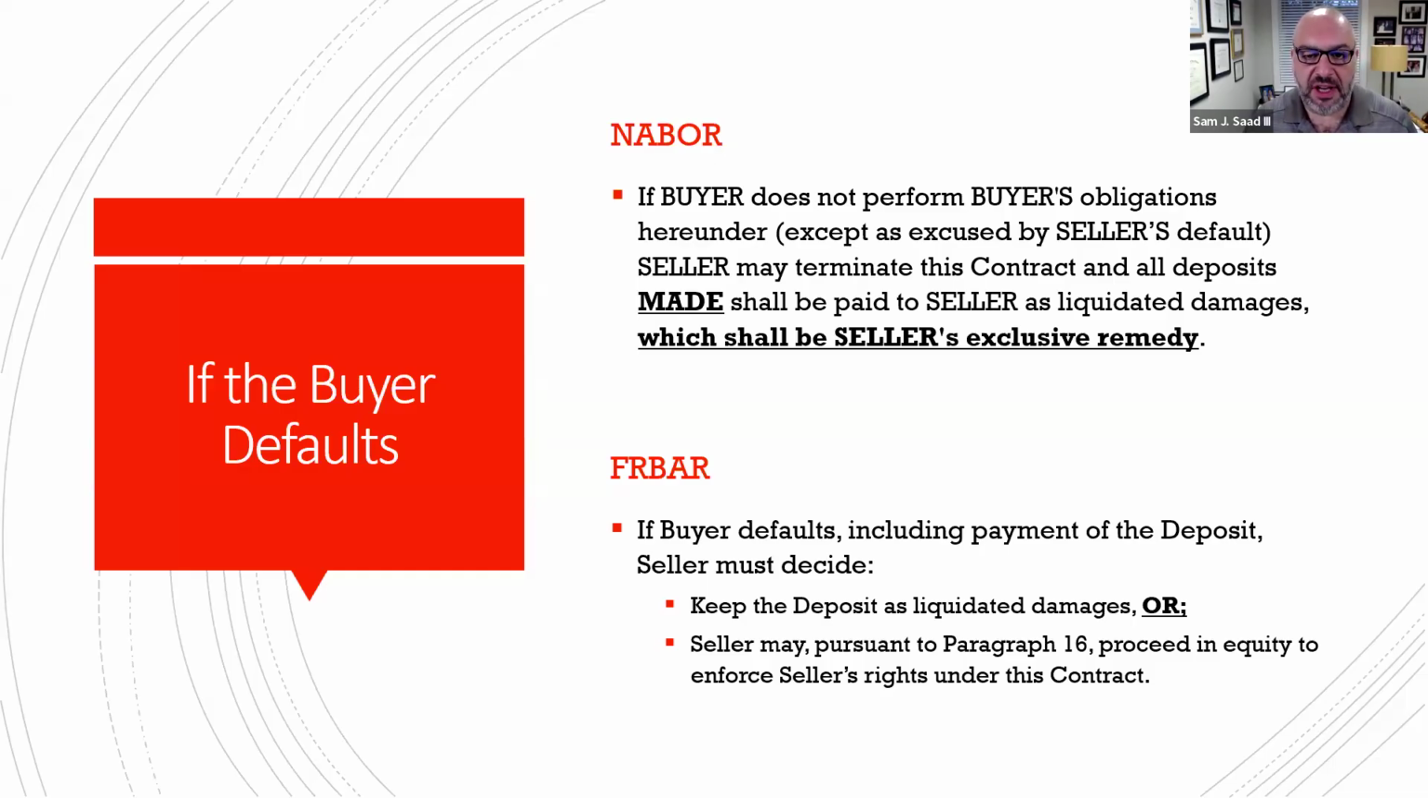They don't get a specific performance. If they spent money, they don't get that back because hopefully they're spending it to improve the property, but they do get the deposits. Now, if you go to litigation under either contract, and I'll talk more in detail about attorney's fees at the end, you would get your attorney's fees paid, but you would not get a whole string of damages. You would get the deposits made. So it's very important in the NABOR contract to get that deposit in as quickly as possible.